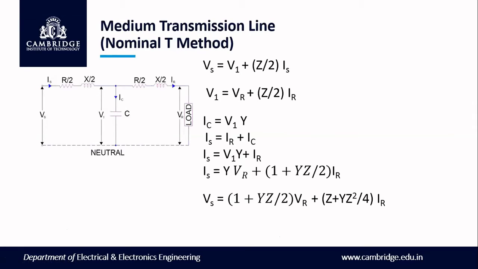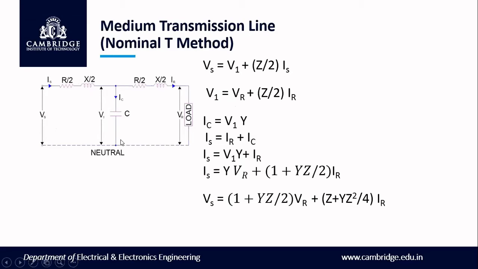Next, medium transmission line, under that nominal T method. So same circuit I have written for nominal T method. So here with respect to this circuit, we are going to represent the equation as, we know that sending end voltage Vs is equal to V1 plus Z by 2 into Is. Now V1 is equal to what? VR plus Z by 2 into IR.